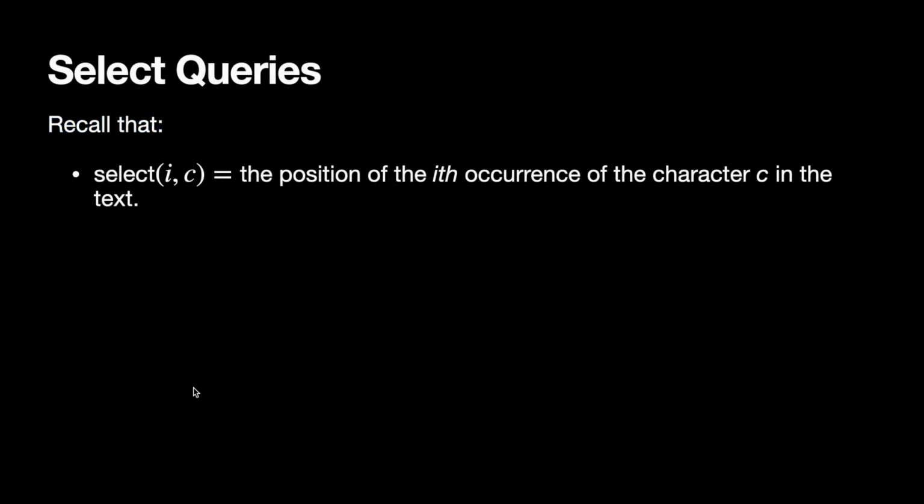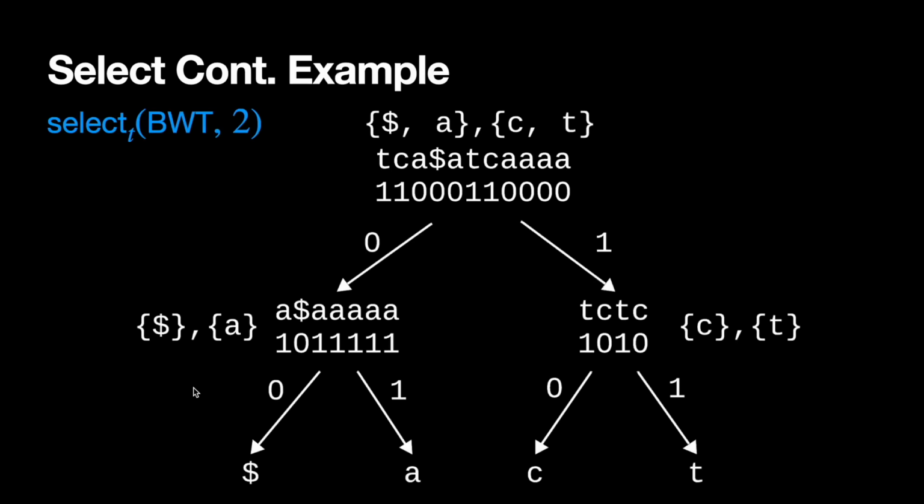Now, select queries. And I'll talk about runtime for these in a little bit. Recall that select(i, C) is the position of the ith occurrence of the character C in the text. So a bit different than rank. Now, suppose we have this same tree, which we're familiar with now, and we're trying to find select for the character T over this BWT. So BWT is a parameter here too, but it's not changing between function calls, so it kind of goes without saying.